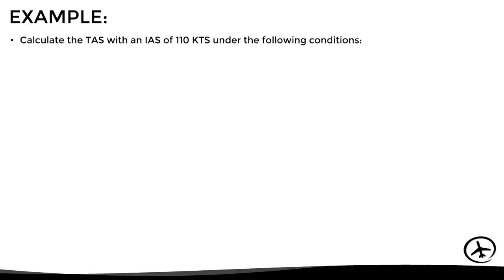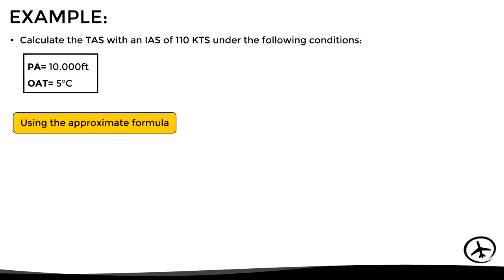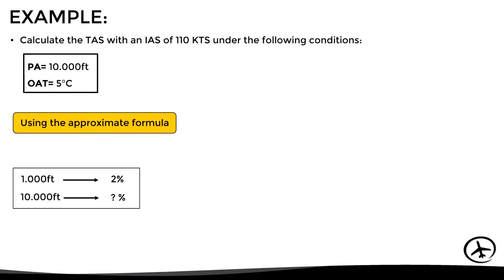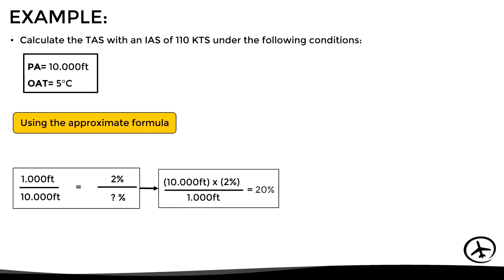Suppose we need to determine the true airspeed based on an indicated airspeed of 110 knots and under the following conditions. A pressure altitude of 10,000 feet and an outside air temperature of 5 degrees Celsius. Let's first use the formula. So if we know that for every 1,000 feet of altitude increase, the true airspeed increases by 2%, how much will it increase in 10,000 feet? If we do the math, the result is a 20% increase.